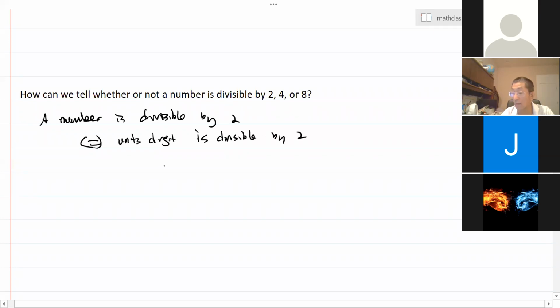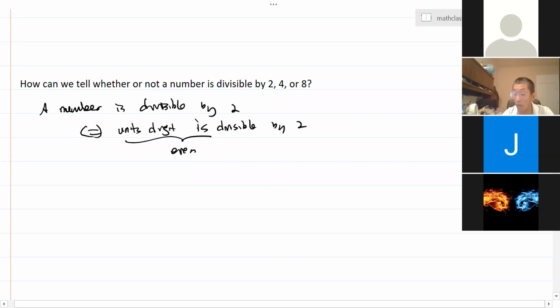So that means it's an even number, okay? So this really means an even number. That's very simple, okay? But how about 4? How about 8? How do we check a number is divisible by 4? So we need the following fact.